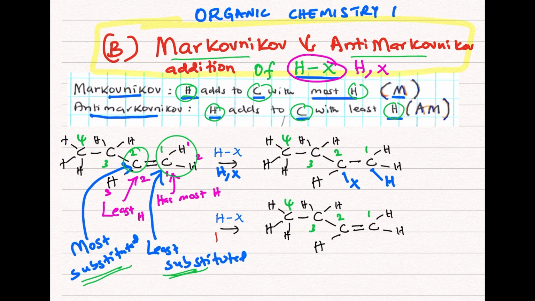For anti-Markovnikov reaction, you add H and X across the double bond in the opposite way, and this one requires peroxide. So anytime you see HX and peroxide, that means what you're having is anti-Markovnikov addition. Now you're going to add hydrogen to the carbon with the least hydrogen. That's the second carbon. And then the halogen, the X, will add to the carbon with the most hydrogen. Just like what we did before, I'm going to erase the double bond and then show the addition of hydrogen. So hydrogen now adds to the carbon with the least hydrogen, that's the most substituted carbon, while the halogen X adds to the carbon that has the most hydrogen, so that's the least substituted carbon.